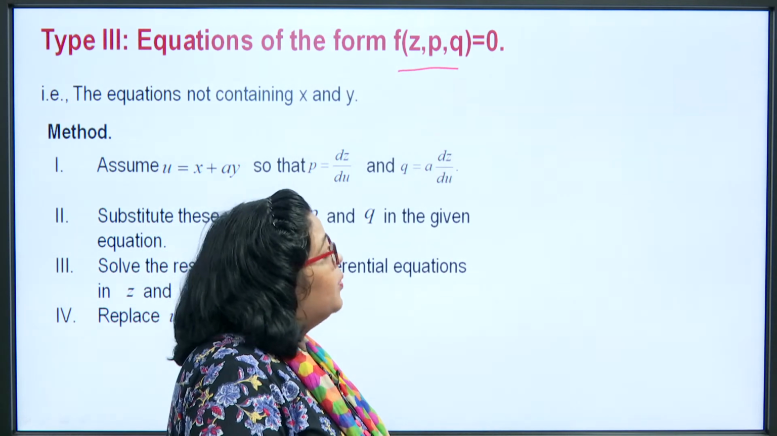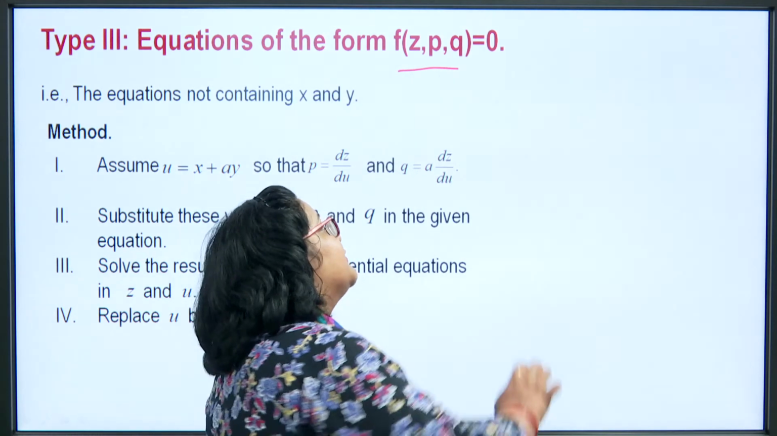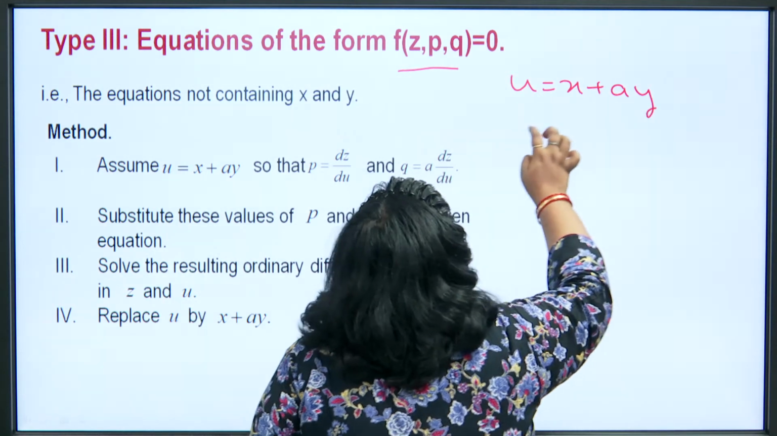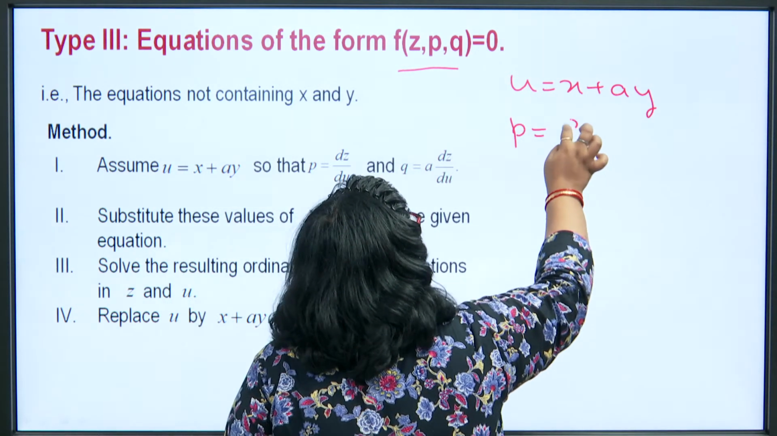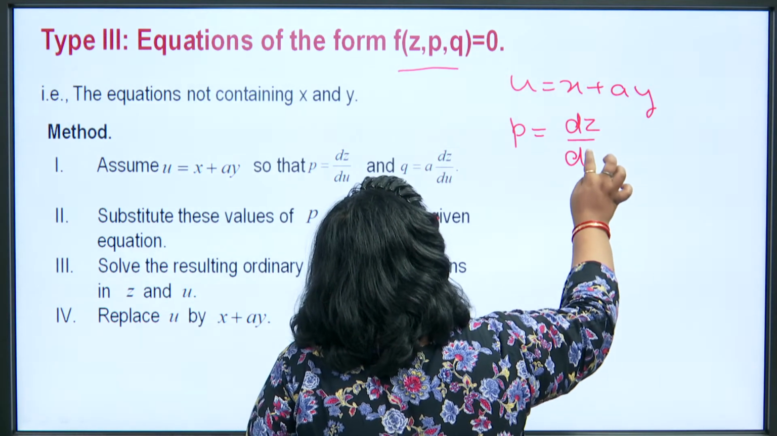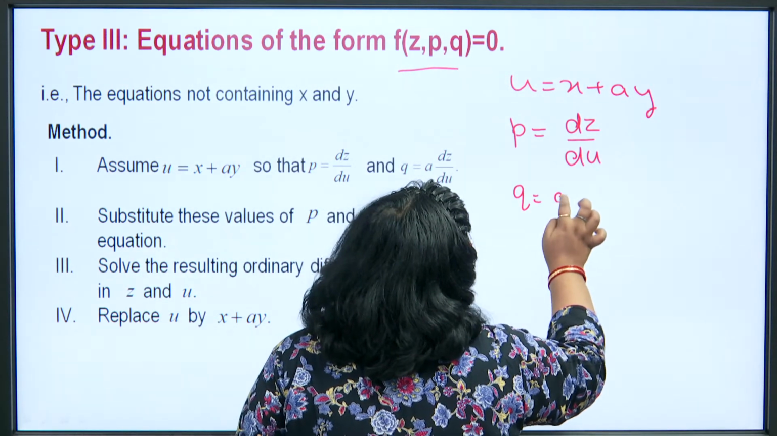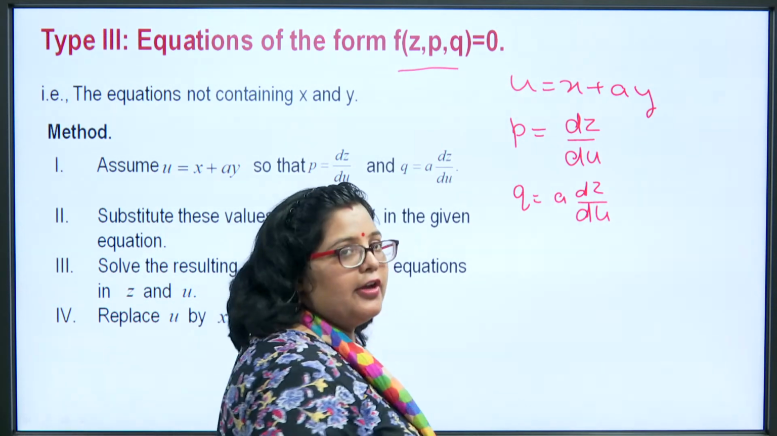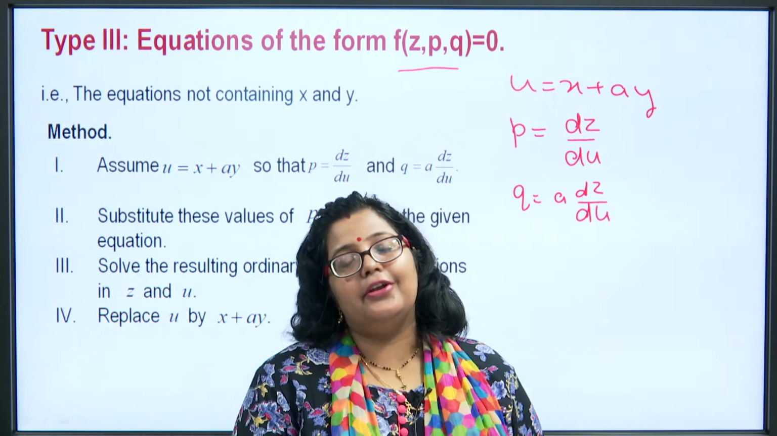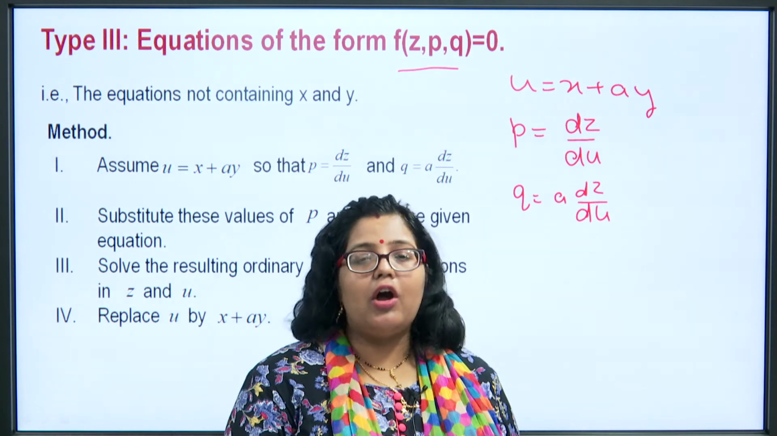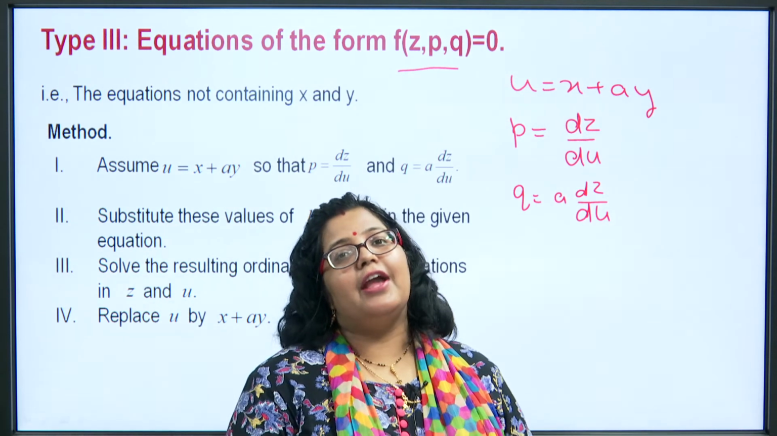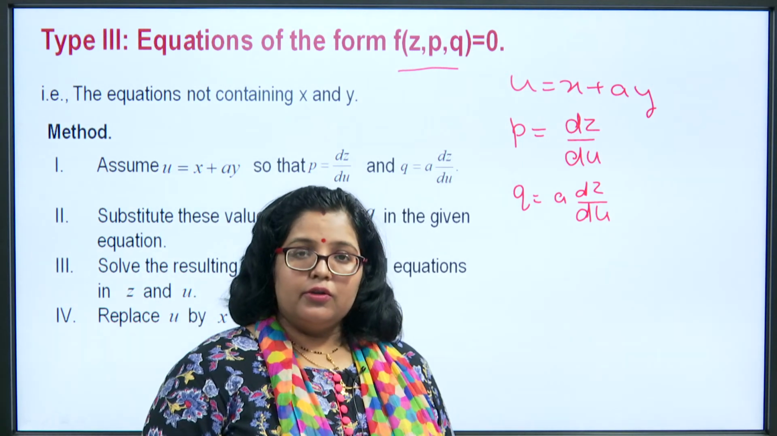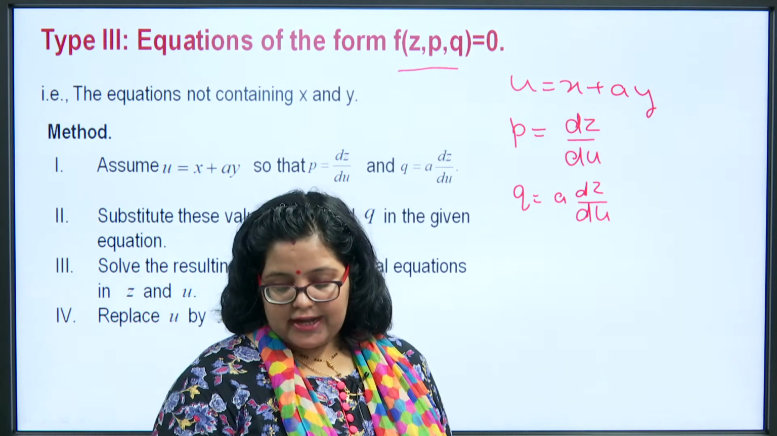For this type of equation we assume that u = x + ay, and p = dz/du and q = a dz/du. Substituting the values of p and q in the given equation, the partial differential equation is reduced to an ordinary differential equation and we solve it. After solving, we again put the value of u in the form of x and y. So we can solve type third equations.